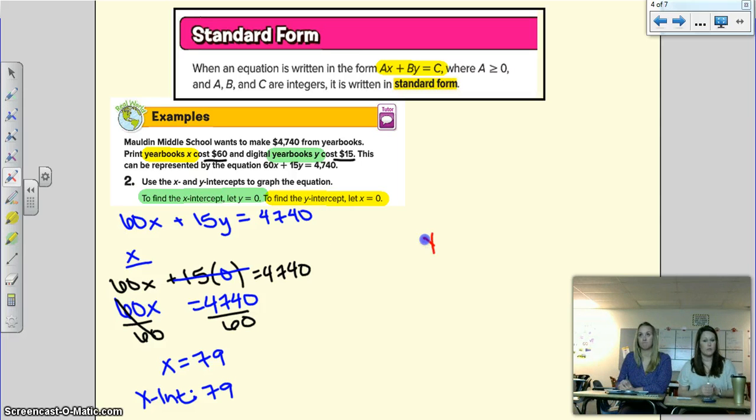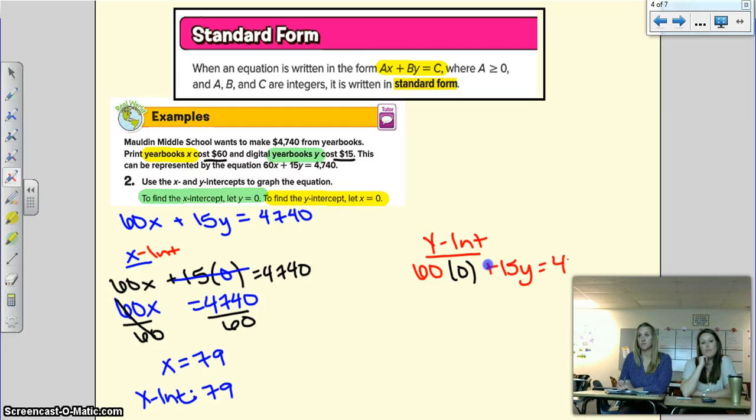Okay, now we're going to solve for the y-intercept. We start the same way, but this time we're going to set x equal to 0, and then plus 15y equals 4740. So that becomes nothing. 15y equals 4740. Divide by 15. Hope you're writing all this down. You better be writing all this down.